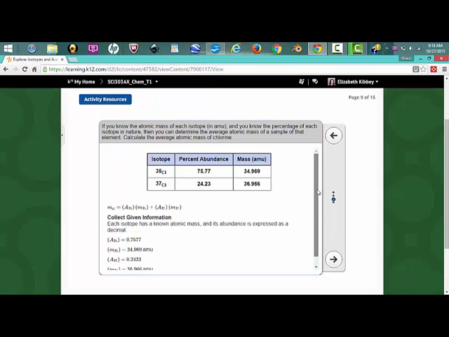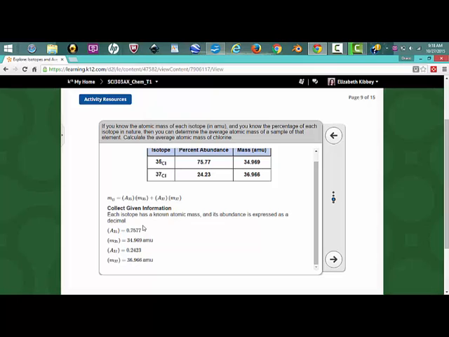Given the information, each isotope has a known atomic mass, and its abundance is expressed as a decimal. Abundance 35 equals 0.7577. All they do is move the decimal over to the left 2 spaces. For mass 35, mass 35 equals 34.969 AMU. Abundance 37 equals 0.2423. And the mass 37 equals 36.966.